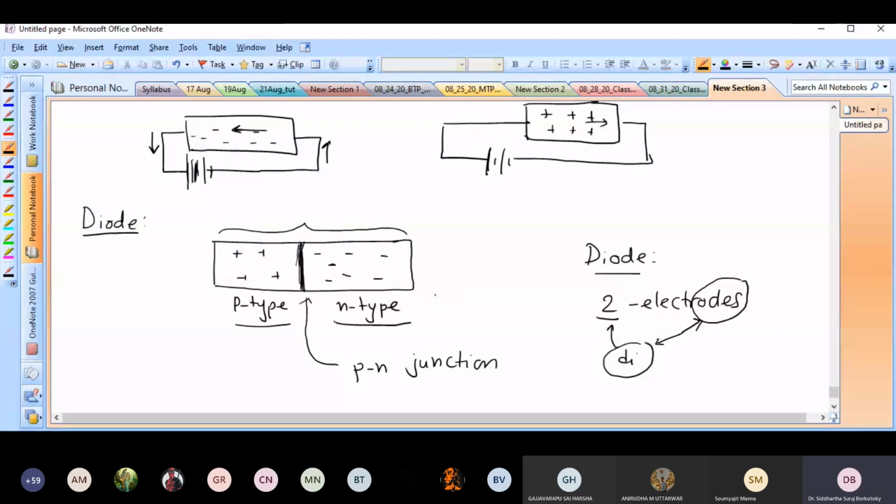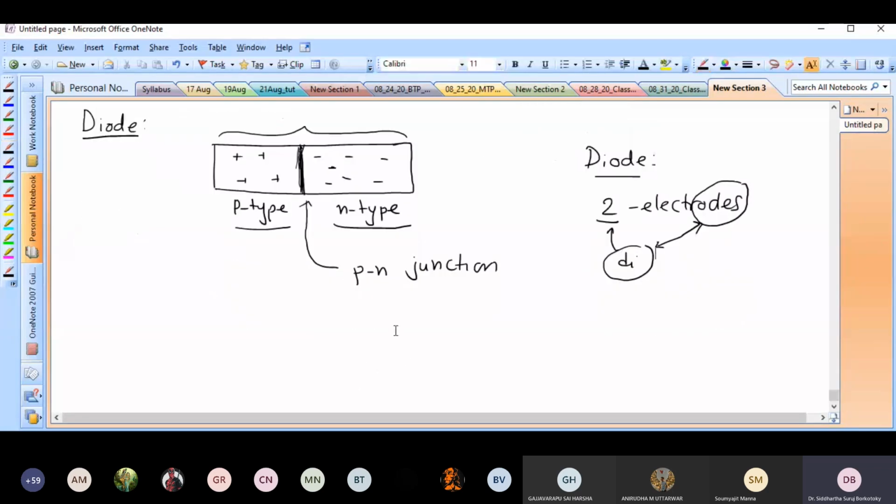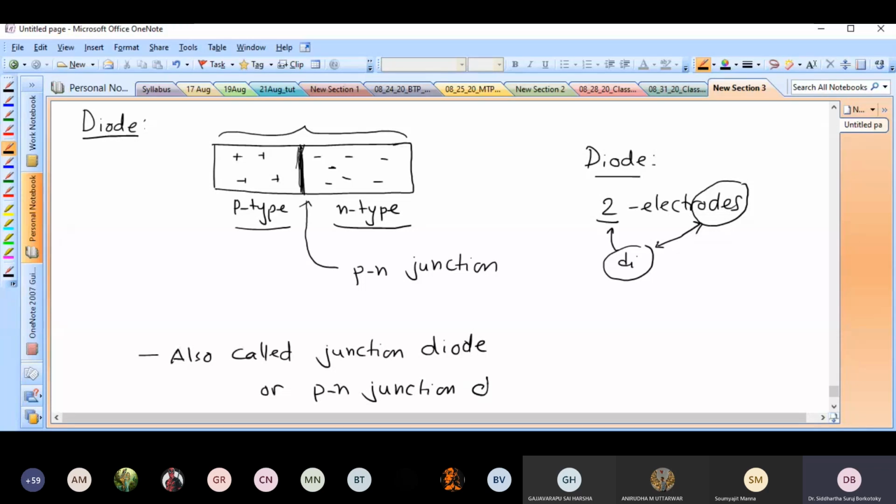So basically, what you have is a single piece of semiconductor, but half of it is a p-type semiconductor, with an excess of positive charge. The other half has an excess of negative charge because it's an n-type semiconductor. So you can think of it as two electrodes fused together. That's why you call it a diode. This type of diode is also called a junction diode, or p-n junction diode. These are all terms that mean the same thing.